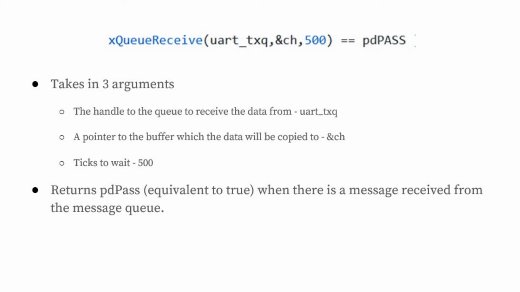Meanwhile, the xQueueReceive function is the FreeRTOS function responsible for listening to new data in the message queue. It takes in 3 parameters: the message queue of interest, a pointer to a buffer for the message queue to be copied into, and the ticks to wait for the message. It returns pdPASS, which is equivalent to true.